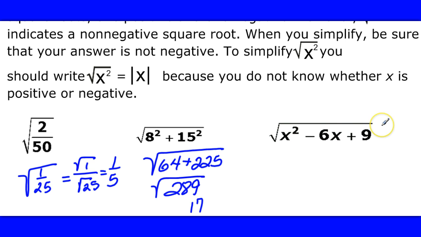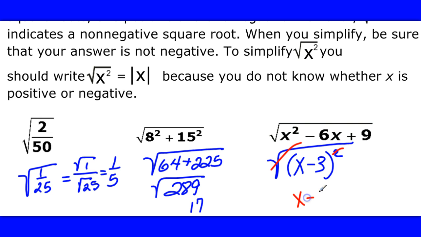This one's a little bit more difficult. I have a trinomial underneath there. I know the only way to take a square root is if there's something squared underneath there. So I'm hoping that you recognize that this is a perfect square trinomial, in which case it is factored x minus 3 squared. The square root and the square cancel out, and you end up with x minus 3. We're just going to assume that x is a non-negative number, so we don't have to put the absolute value around it.